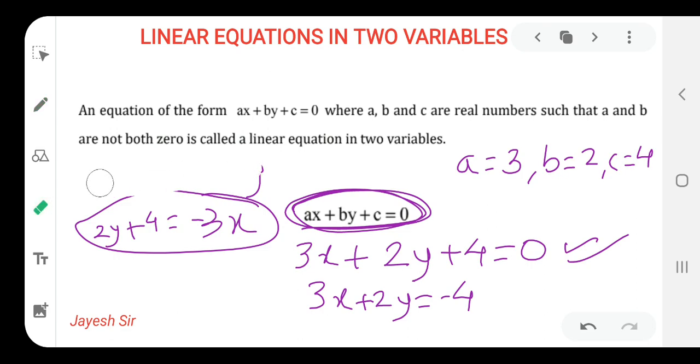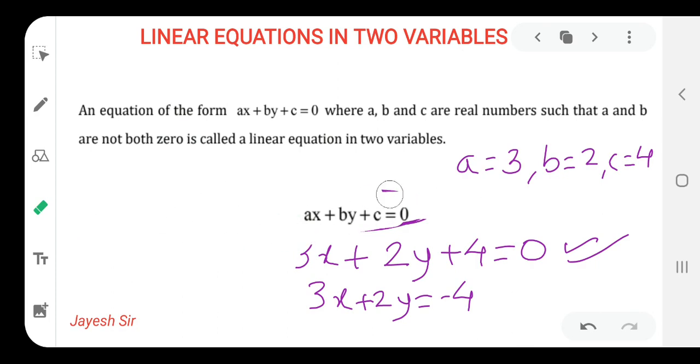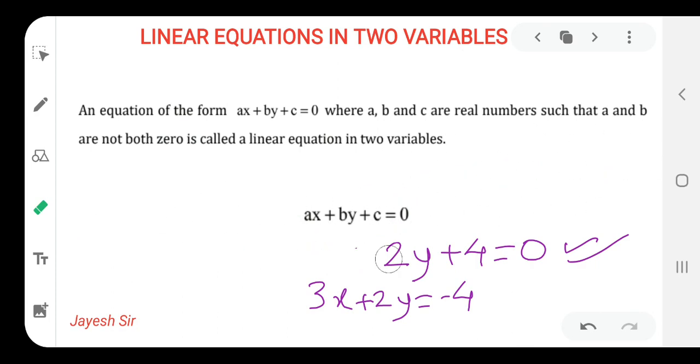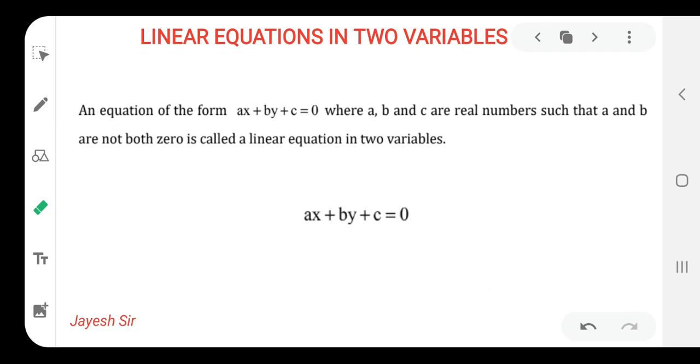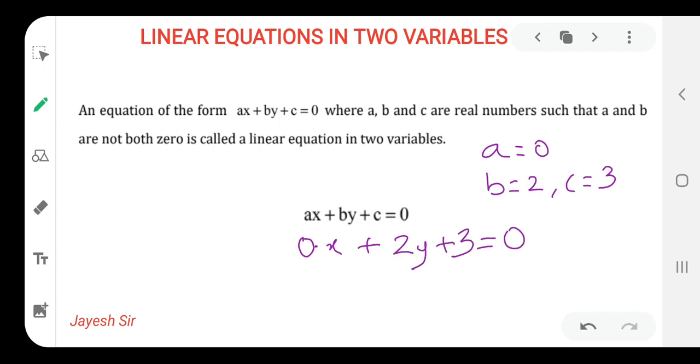Now this was the simple type. Now if the value of a variable is 0, that means a, b or c, what is to be set? Such that a and b both cannot be 0. Any one could be 0. Let us take a as 0 first. A as 0 I am taking, b as 2, c as 3. Now we will put the values of a, b and c in the equation: 0 into x, or you can put the multiply sign also, value of b is 2 and y as it is, plus 3. So this is also a linear equation in two variables.